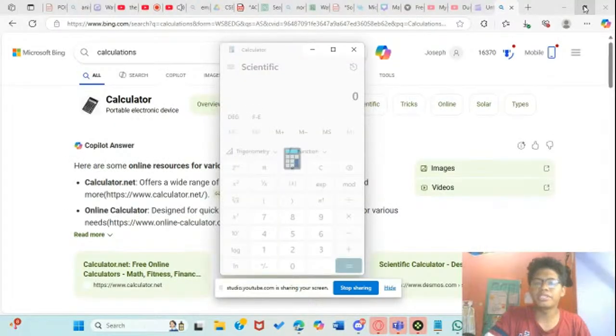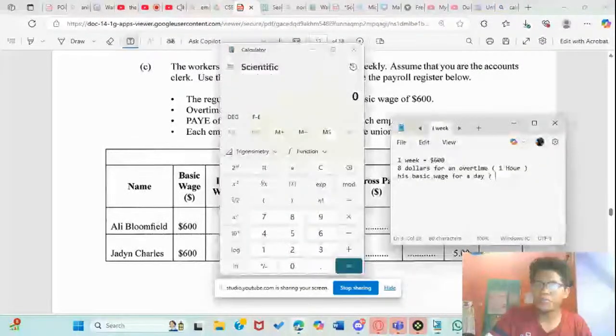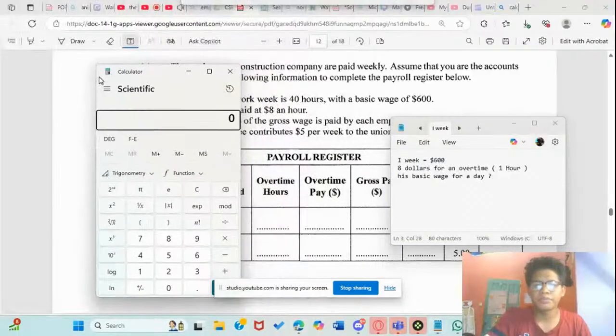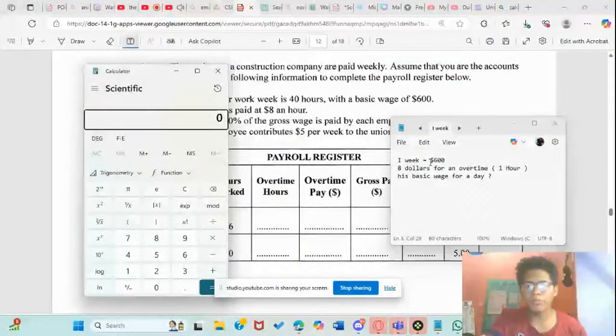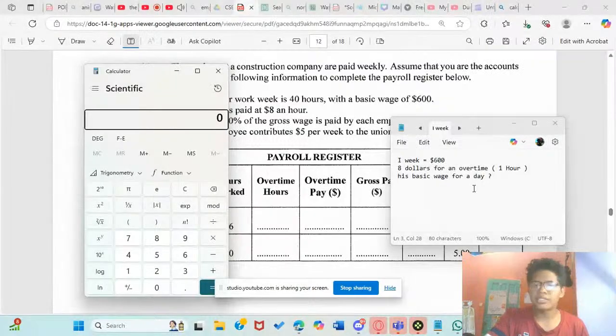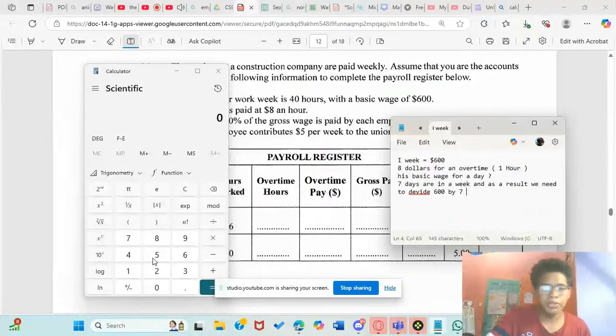So let's calculate his basic wage for a day. Because if you calculate the amount of money he actually has for a day, we need to put these two things on the side here, if you guys see. So we have our calculators right there. We figured that his wage for a week is $600, and $8 for overtime, which is 1 hour. So we know that 7 days are in a week, and as a result, we need to divide 600 by 7.